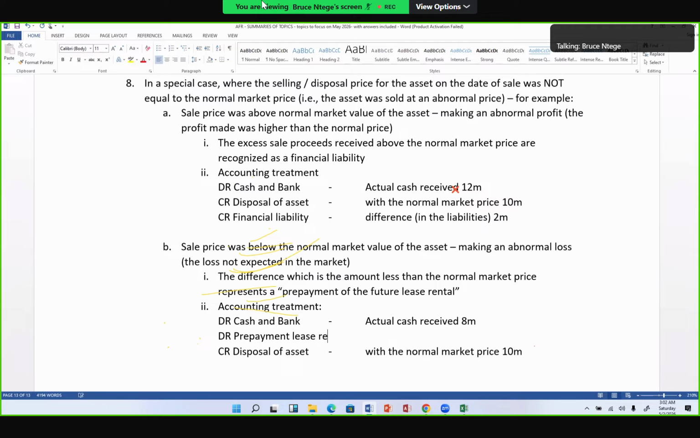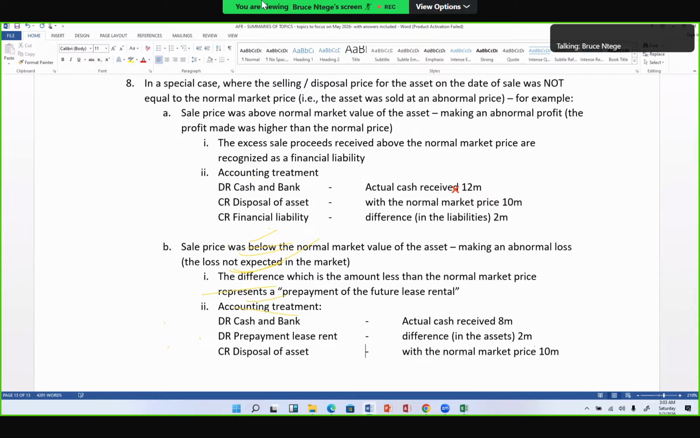Payment, lease, rental. Where am I putting this? I'm putting it in the assets, usually in the current assets. But it can be in the non-current, depending on how long the lease period will be. So just say it's got to be the assets. That difference is going to be in the assets. In this case, it's the 2 million.